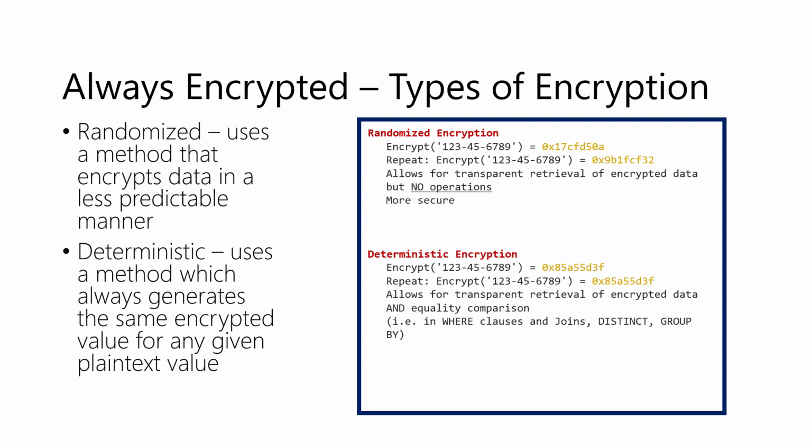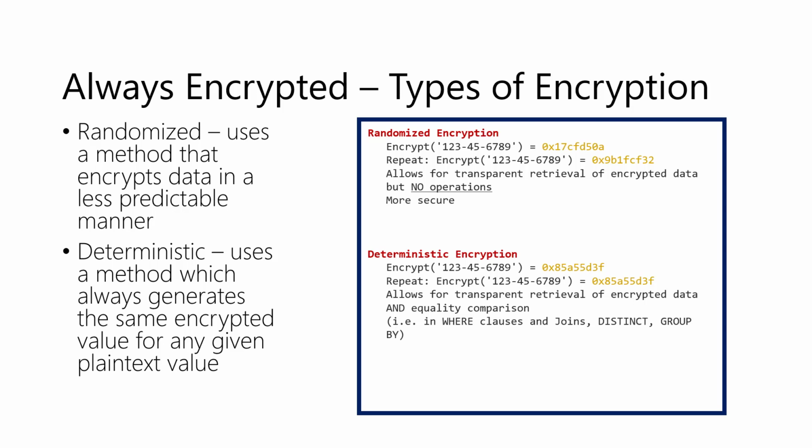So on the screen, I have an example of 1, 2, 3, 4, 5, 6, 7, 8, 9. As it repeats, it will have the same encrypted value. So that allows us to join or use equality comparisons. Within the where clause, we can use joins, we can say where equals this, and so forth. We can use distinct, group by, things of that nature, whereas we can't use operators with randomized.